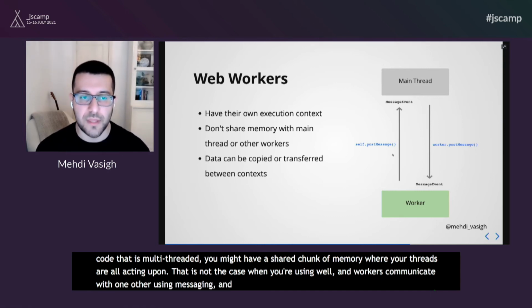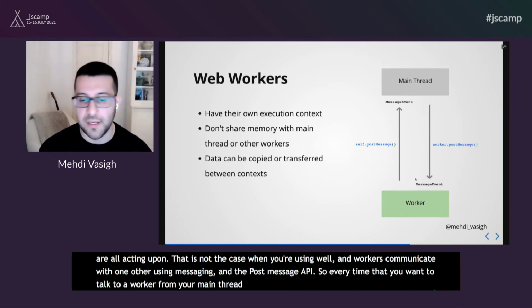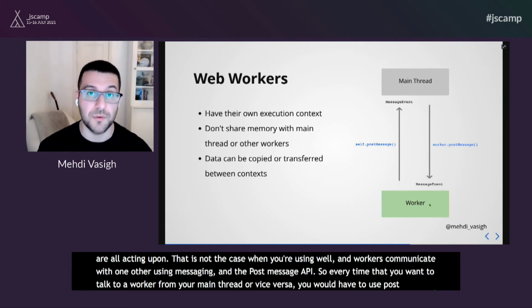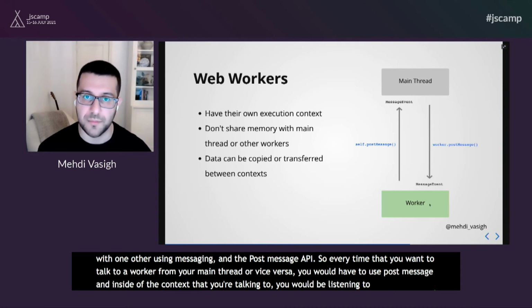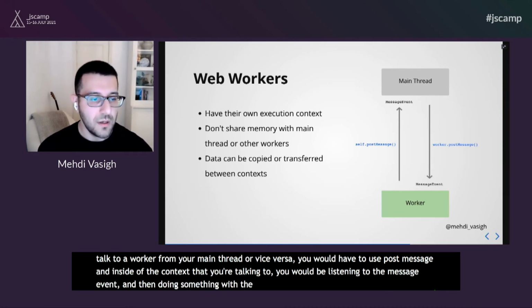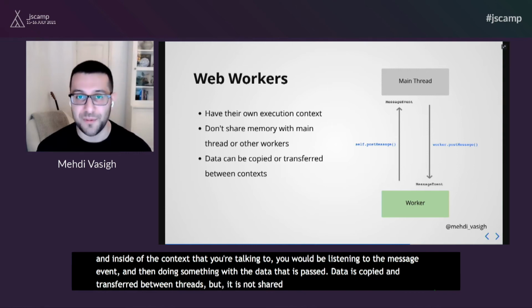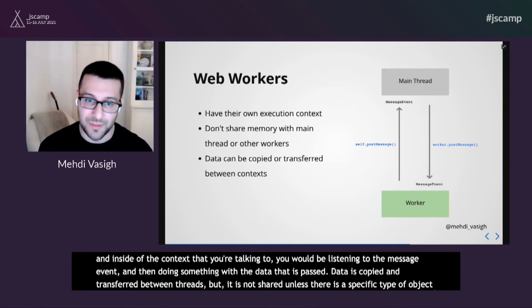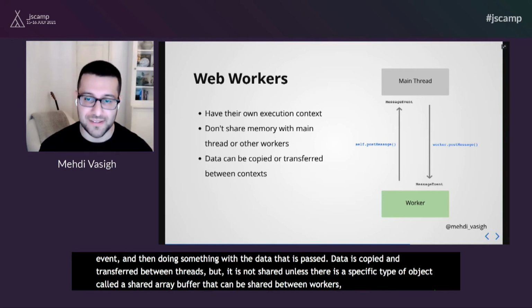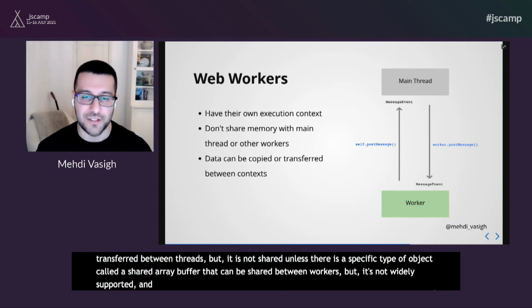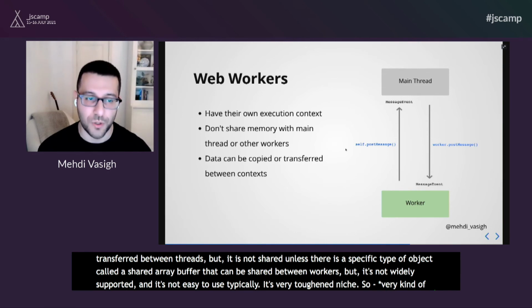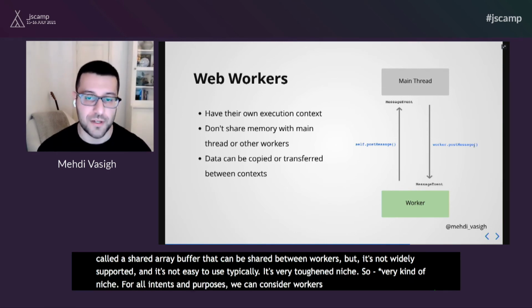So every time that you want to talk to a worker from your main thread or vice versa, you would have to use postMessage, and then inside of the context that you're talking to, you would be listening to the message event and then doing something with the data that's passed. I also want to mention that data is copied and transferred between threads, but it is not shared unless there's a specific type of object called a SharedArrayBuffer that can be shared between workers, but it's not widely supported and it's not easy to use typically. It's very niche. So for the most part, for all intents and purposes, we can consider workers to not share any memory with one another.